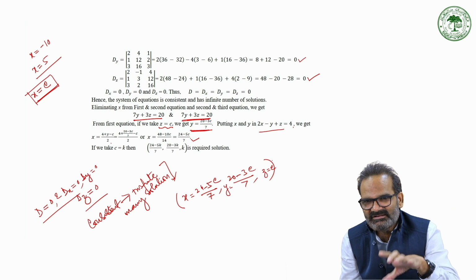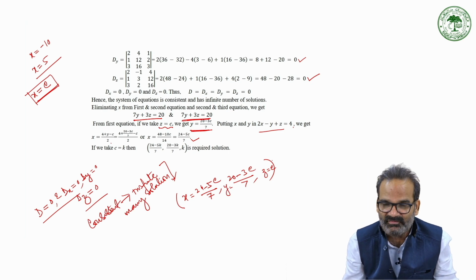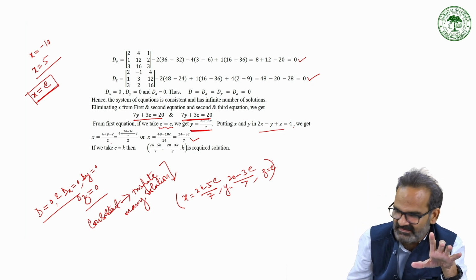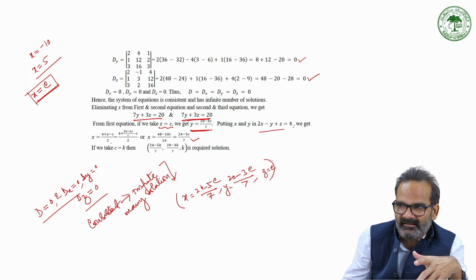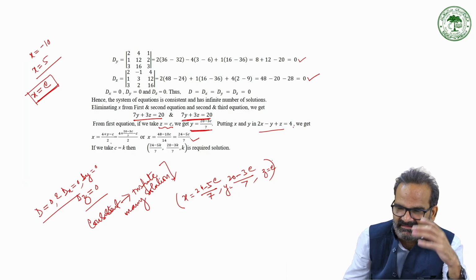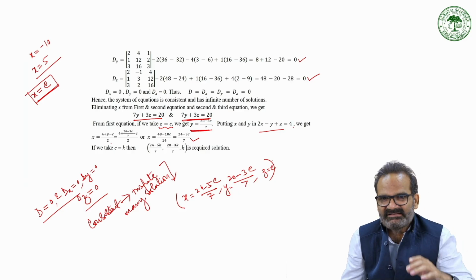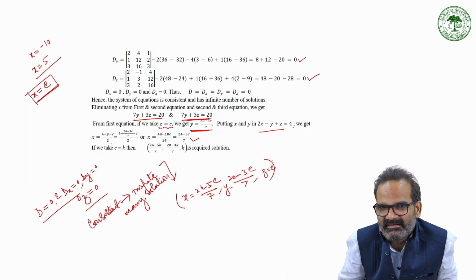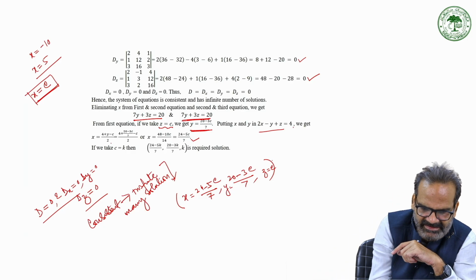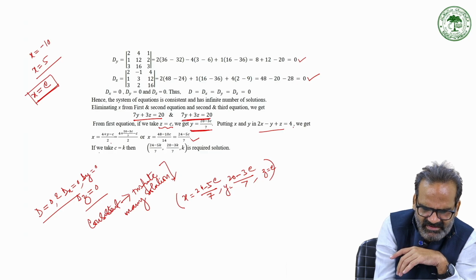Now see, in all these solutions x, y, z, we have a constant, that is c. So by changing the values of c, we will get a number of values of x, y, and z, and that is why in such cases we say that the problem has infinitely many solutions. Here I have taken k in place of c. It's your choice. You can take a constant c or k.